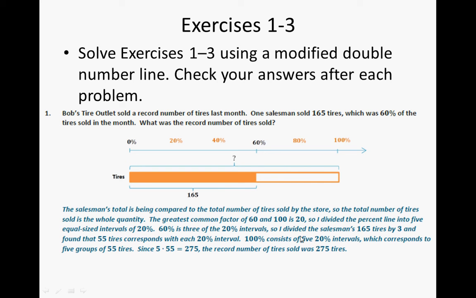And so when you do that, dividing 165 by 3, you will get 55 tires to correspond with each 20% interval. 100% consists of 5 20% intervals, which corresponds to 5 groups of 55 tires. So 5 times 55 equals 275. So the record number of tires sold was 275. So if you did 55, 55, 55, 55, and 55, that's where you get 275.